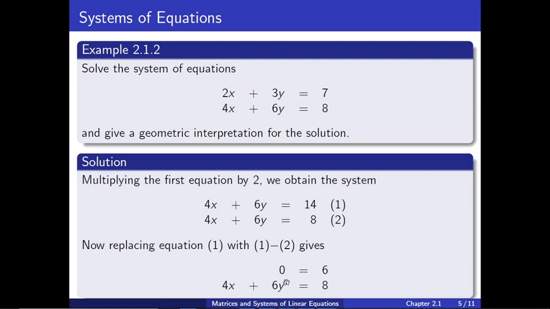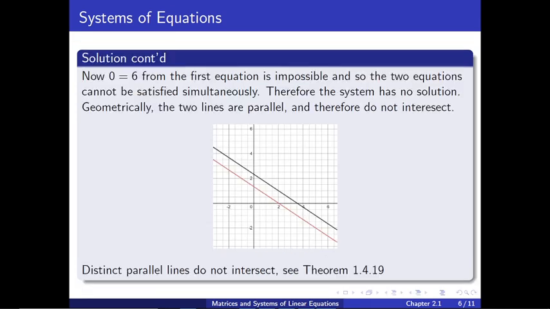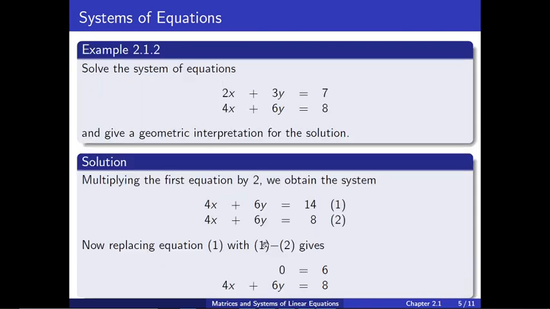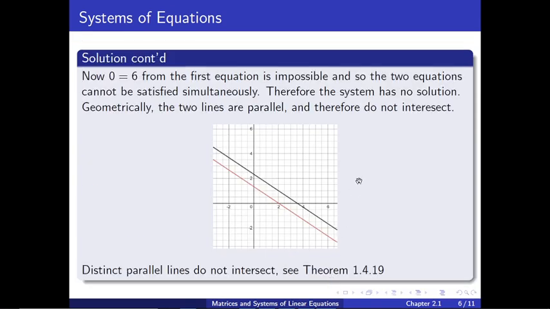From here we can see that 0 is equal to 6 is impossible. So what does that tell us? That tells us that the two equations that we originally had cannot be satisfied simultaneously, because if it could happen, it would mean that 0 is equal to 6, which we know is impossible. So we can conclude that the system has no solution.